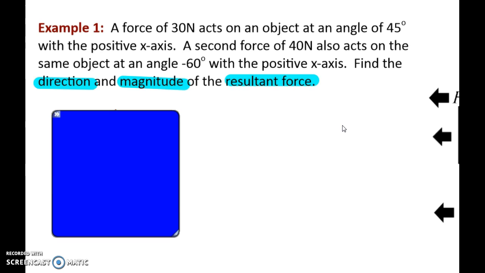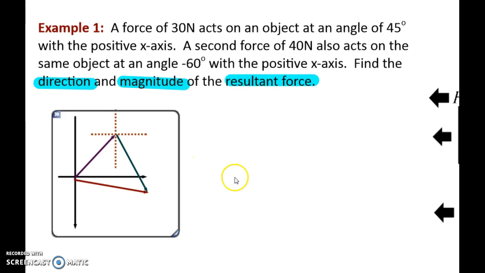Question: what is the first thing you should do? Hopefully you answered that with draw a diagram. So I have a diagram prepared for you here. On this diagram, I have drawn in the two force vectors and then the result vector. So the purple line right here is the first vector that has 30 newtons and an angle of 45 degrees. So let's label that as force 1.